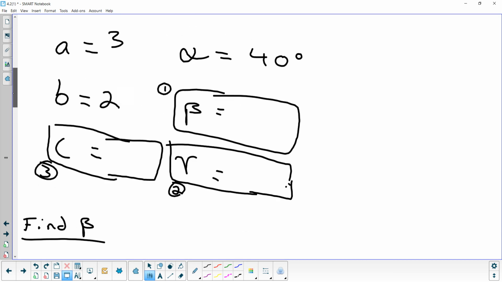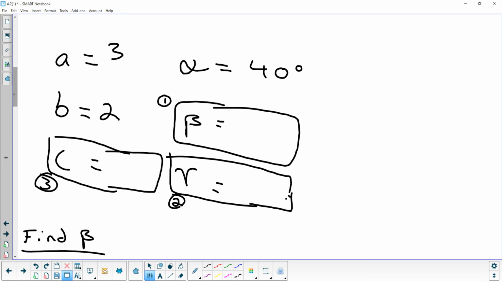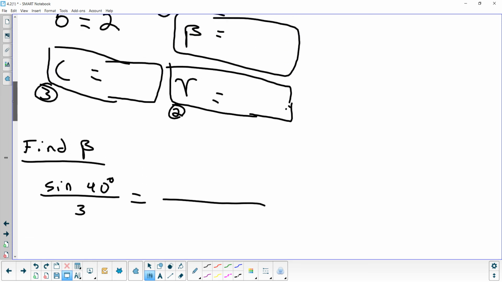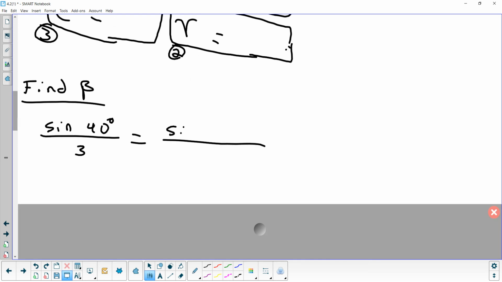Okay. Anyone think they can tell me what's going to go on the left side of my proportion? Sine of 40 over 3. Good. And technically you could have put that on the right. It doesn't matter. So sine 40 over 3. But we put that on the left, so now what's going to go on the right? Jess? Sine beta over 2. Sine beta over 2. Okay, look at that.